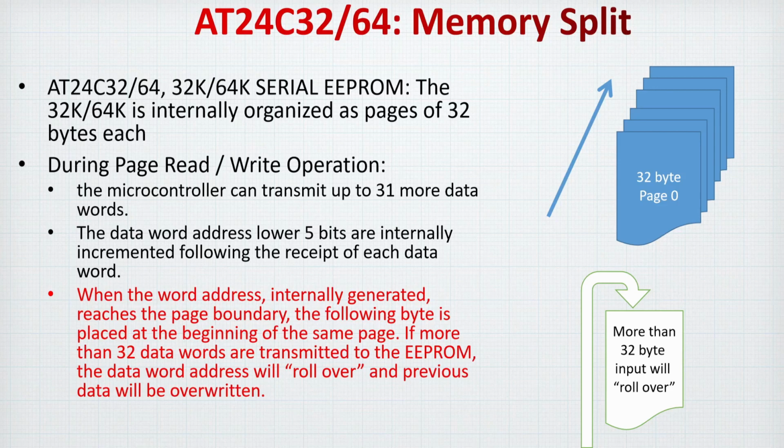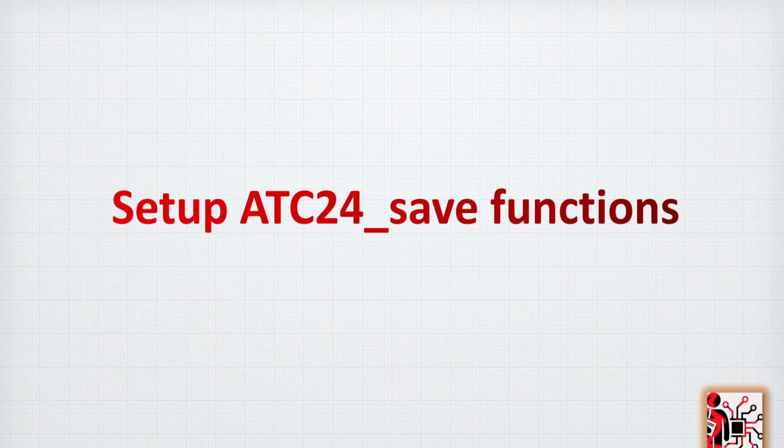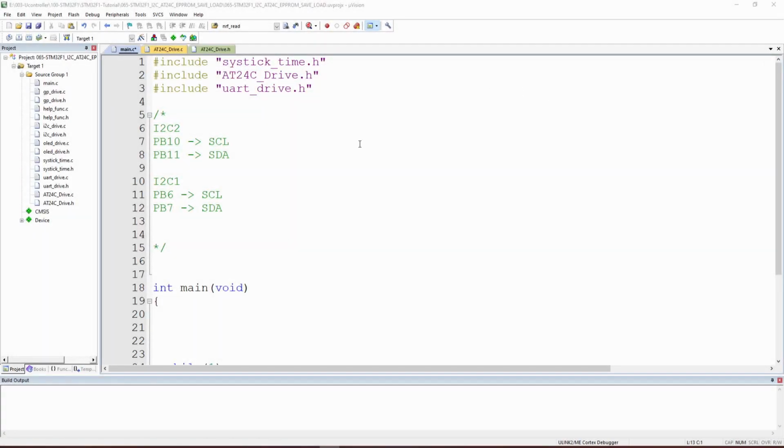Okay, so we had a quick review of the AT24C and how the memory works. Now that's a good point to start writing the code and create the save functions. So this is our initial code page, or the main page. First of all, we are going to need at this level only 3 libraries: the SysTick time library that generates the delays, which is one of the most important ones, the AT24C drive library, and the UART library that we will see only at the end of this tutorial.